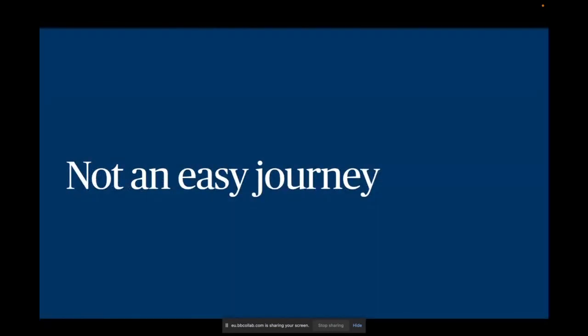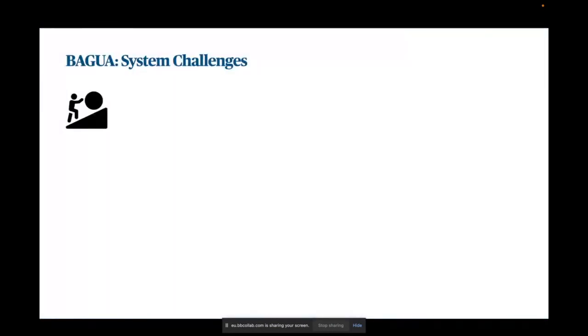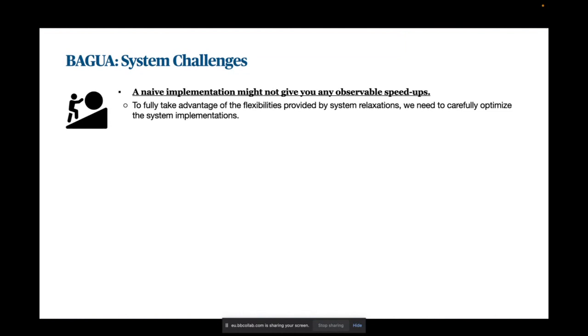It's actually not an easy journey. It took us two years to get a little bit done. On the system side, here's a challenge. A naive implementation of those algorithms might not give you any observable speedups. To really take advantage of the flexibility provided by decentralization, you need to carefully optimize the system implementation, because the baseline is really, really strong.